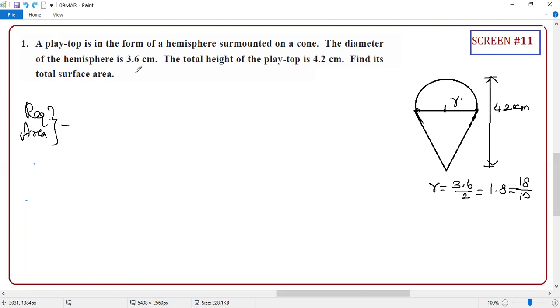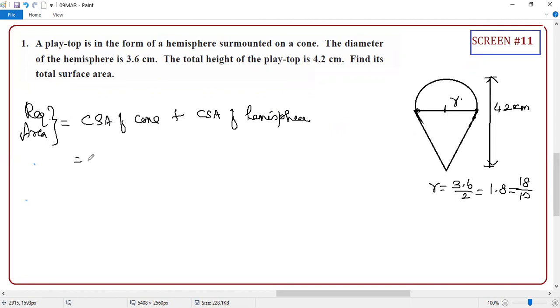But guys, if you want to find the surface area, this surface area includes only this area, and does not include the bottom and top. Why are the top and bottom not included? Because they are already joined, so it's not visible. So the area is only this area, which is nothing but the CSA of cone plus the CSA of hemisphere.